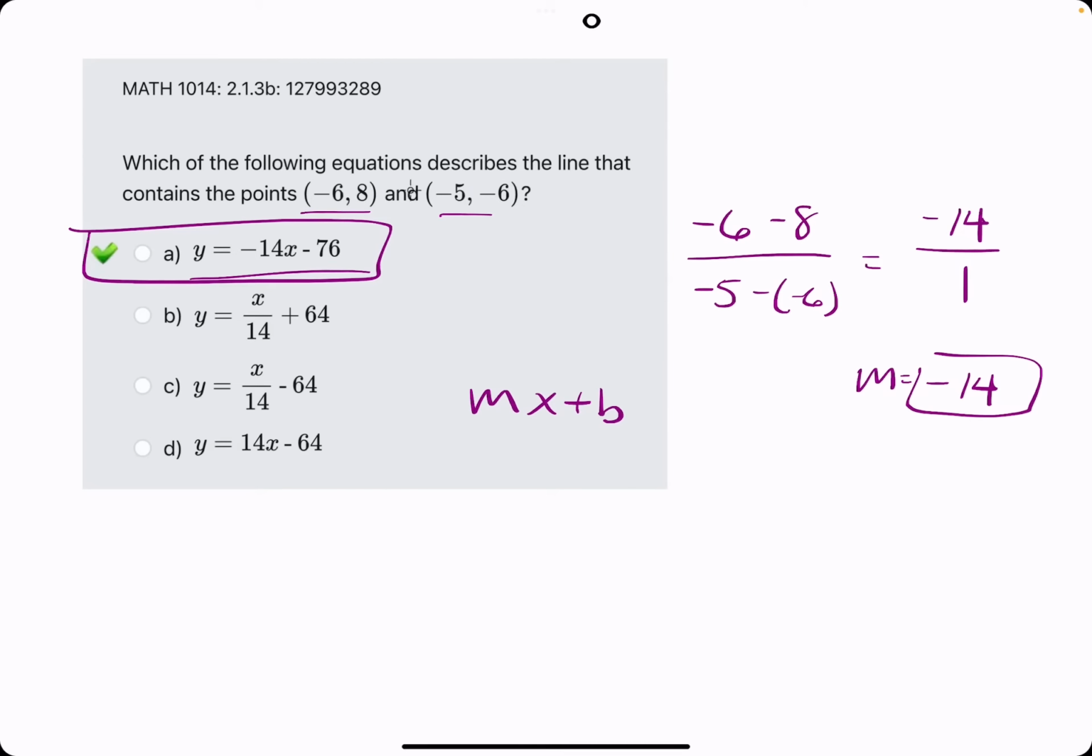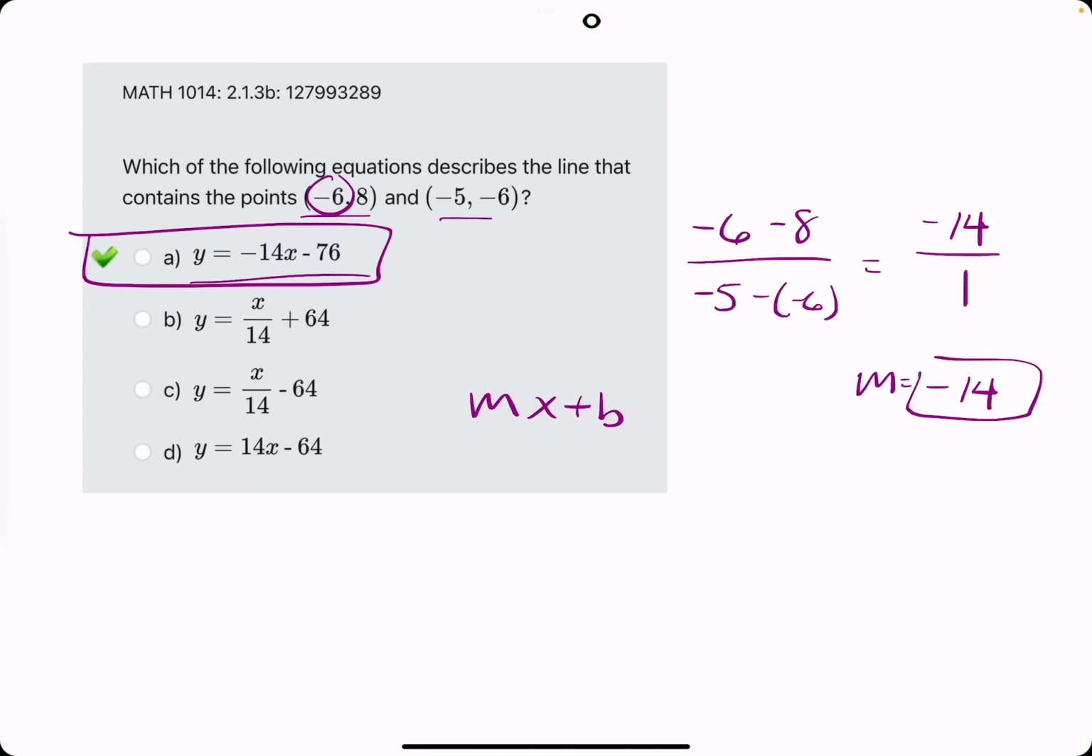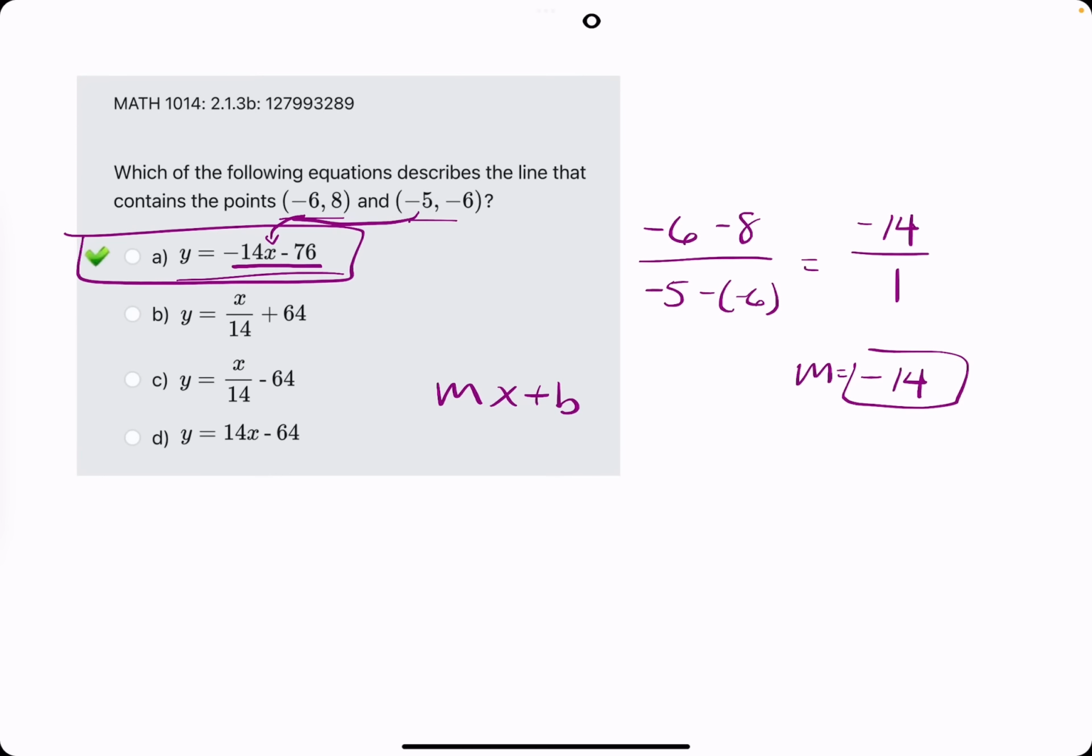Let's say you had multiple answers that had -14 as the slope. What you could do is plug in certain x values and calculate this to see if it outputs a value of 8. Or plug in -5 in place of that x and see if it outputs -6. So just as a demonstrator here, I'm going to plug in -6. -14 times -6 minus 76.